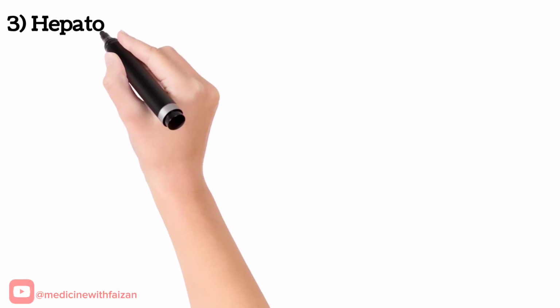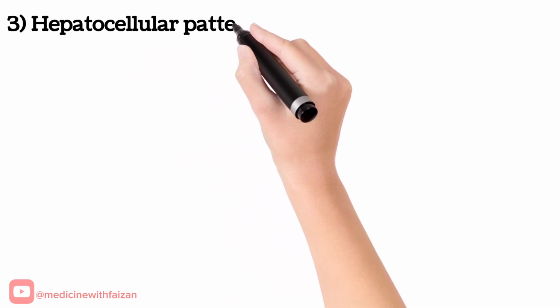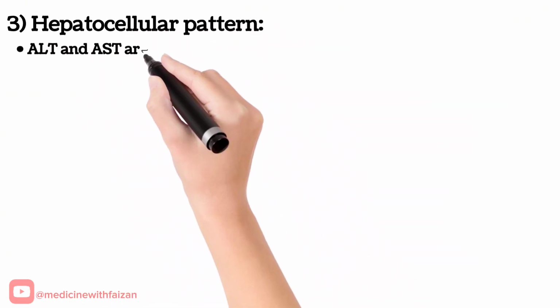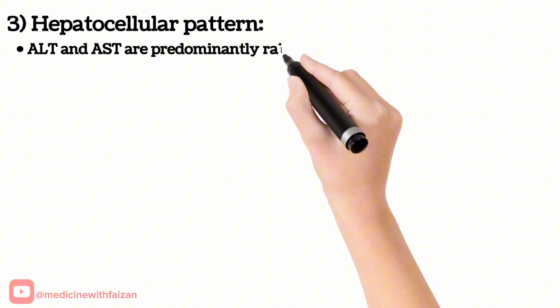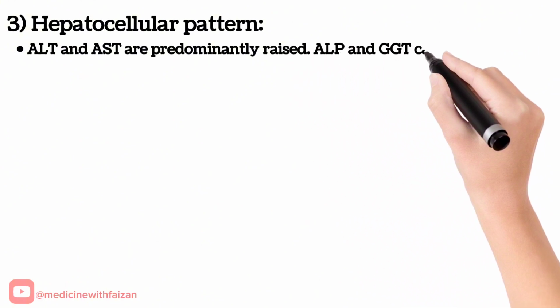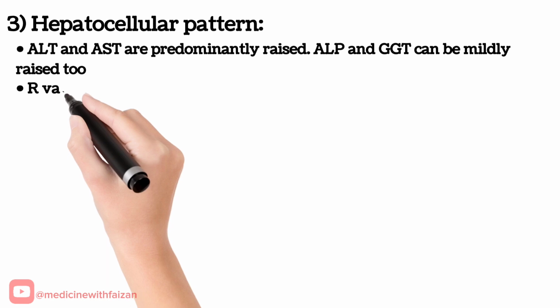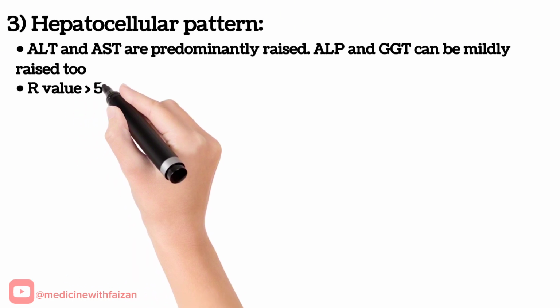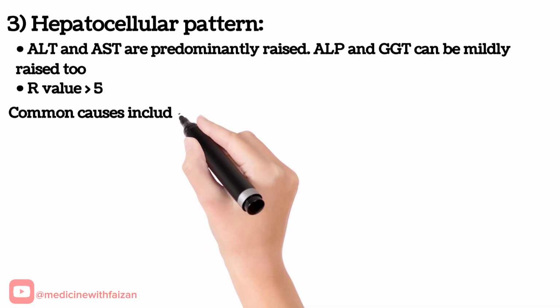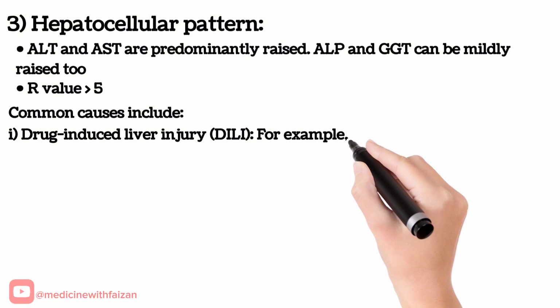Finally, in the third pattern, that is hepatocellular pattern, ALT and AST are predominantly raised as compared to ALP and GGT, which can also be mildly raised, but not predominantly. R value, as we just discussed, in hepatocellular pattern is more than 5. Common causes of hepatocellular injury include paracetamol, the most notorious.